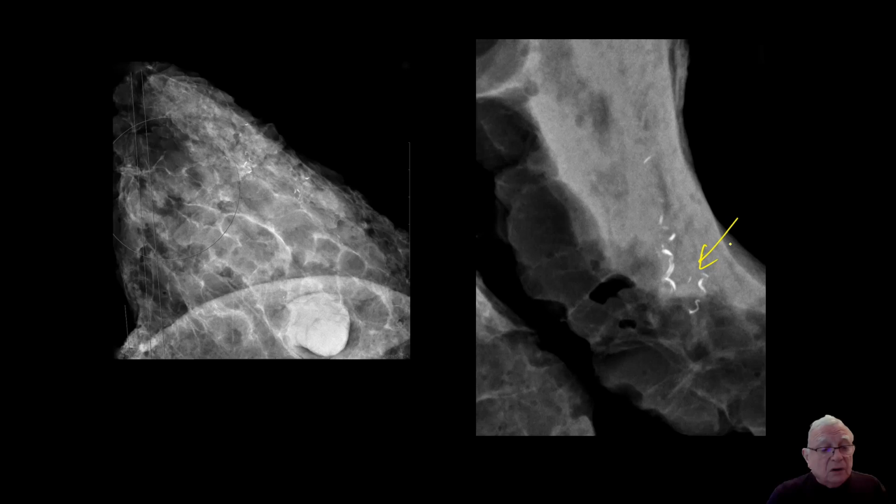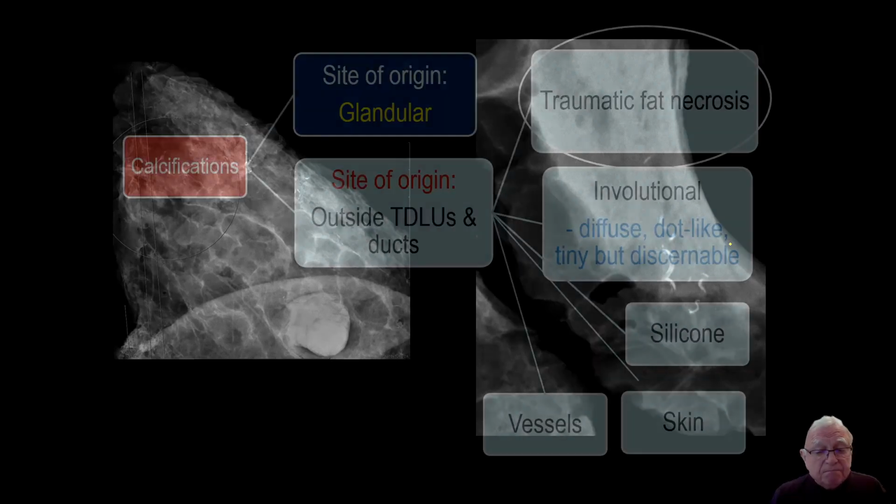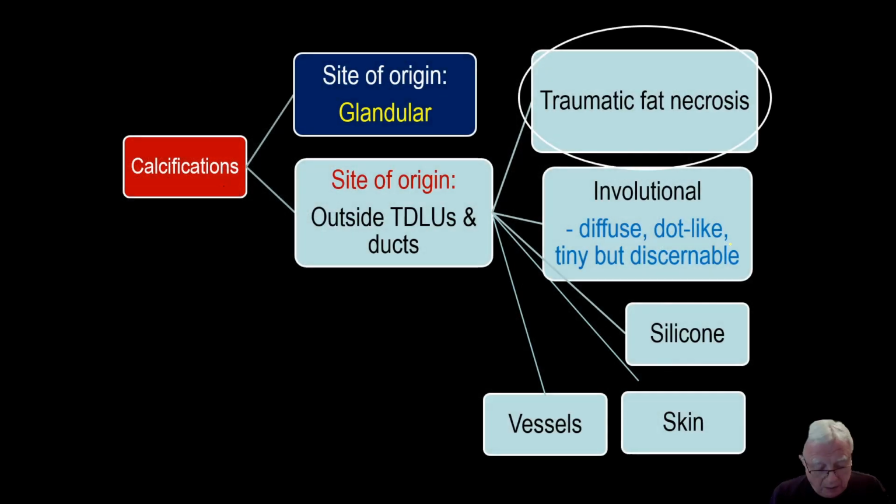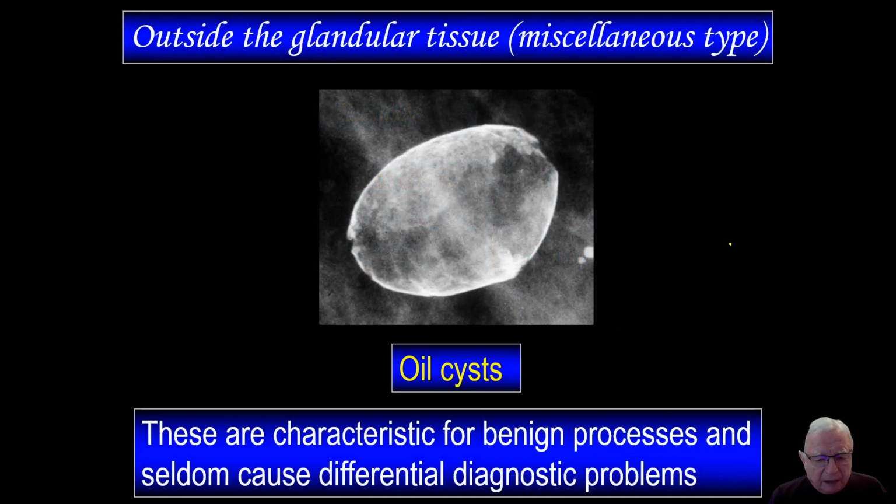Here are the vascular calcifications in the specimen. I hope that this was interesting, talking about vascular calcifications and the different aspects. Traumatic fat necrosis results in very characteristic calcifications, but watch out, there is a trick here as well.